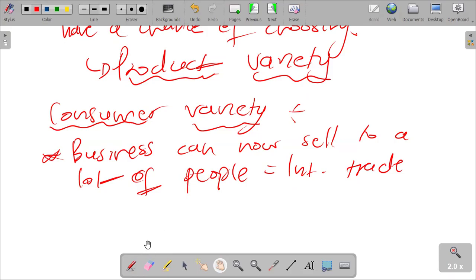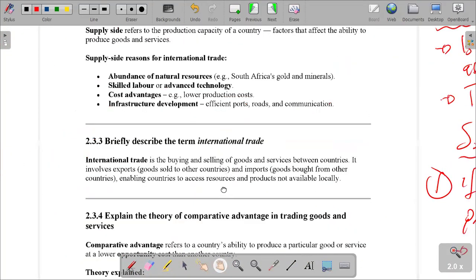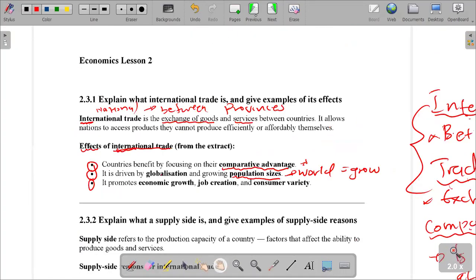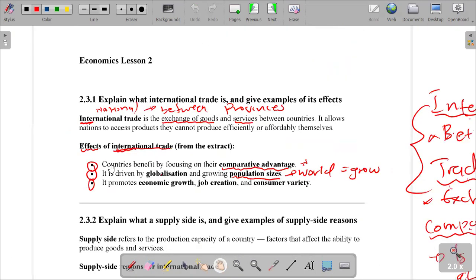So they now have a variety of consumers or customers abroad or in the world, right? So let's move on, or rather go back to the question at hand. Identify an effect of international trade. So what is an effect? These are the effects. Countries benefit by focusing on their comparative advantages, the best product. They focus on their best product.